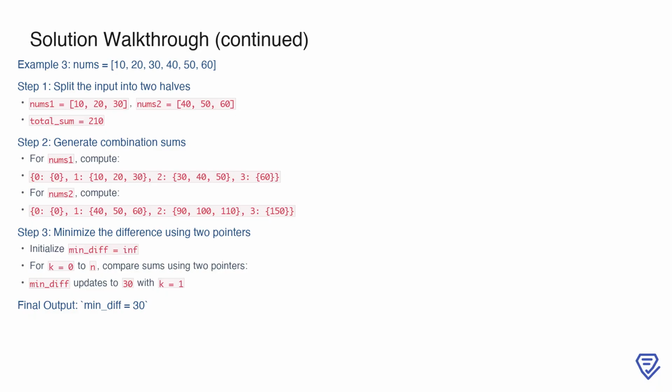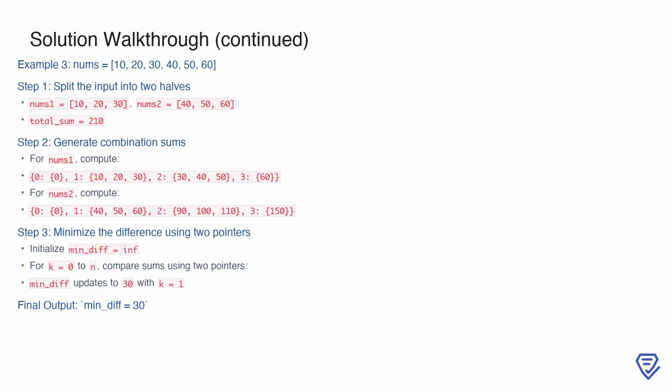To minimize the difference, we initialize min_diff to infinity and compare subset sums for k ranging from 0 to n. When k equals 1, the closest pair of sums minimizes the difference to 30. No smaller difference is found for other values of k.